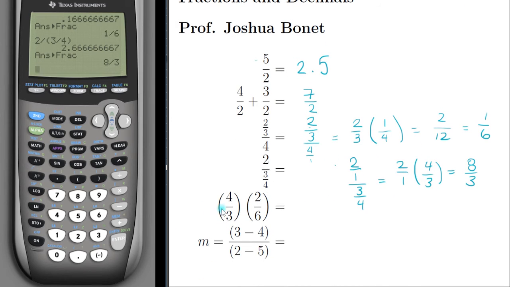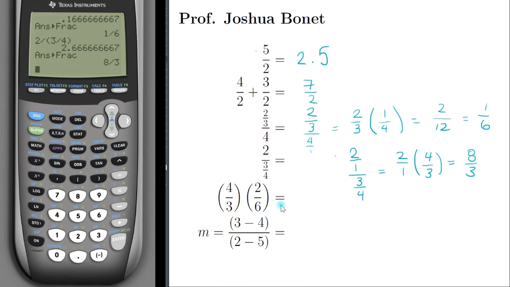Let's go ahead and do 4/3 times 2/6 without parentheses. Mathematically, you know that multiplication of fractions is you multiply numerator with numerator and denominator with denominator. So 4 times 2 is 8.